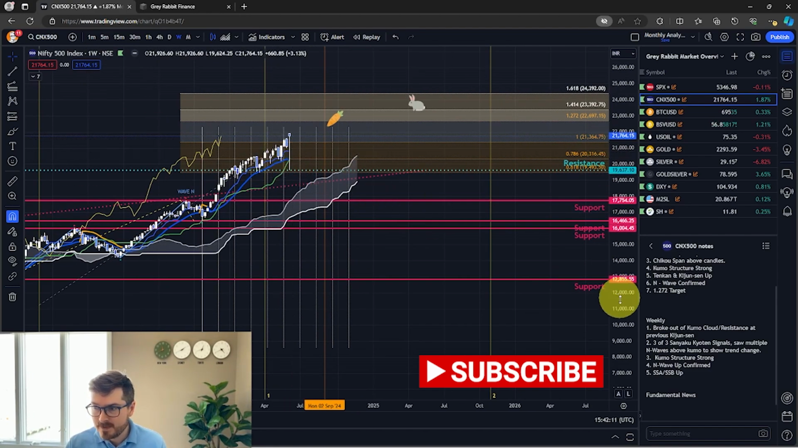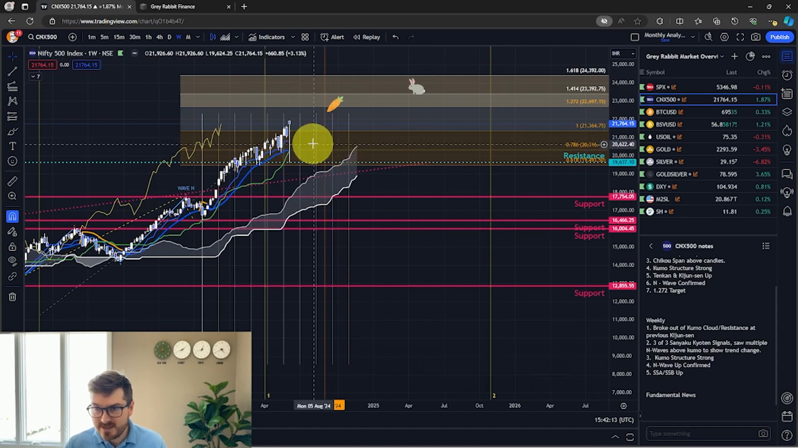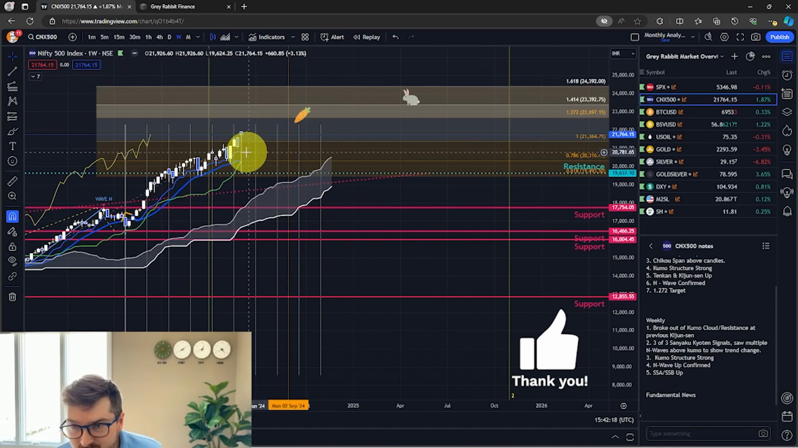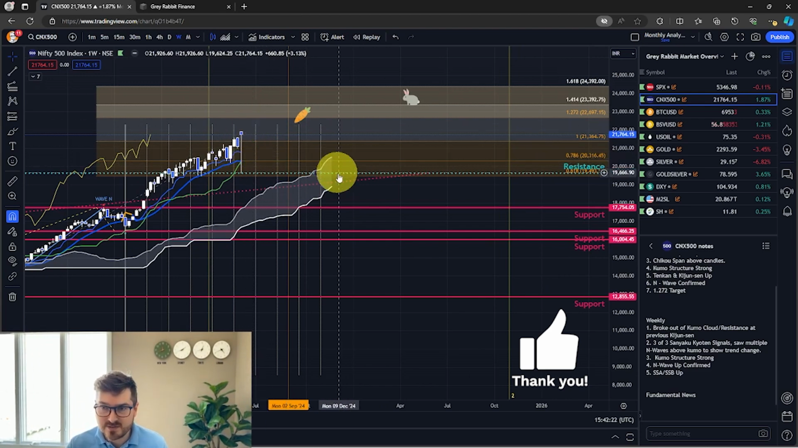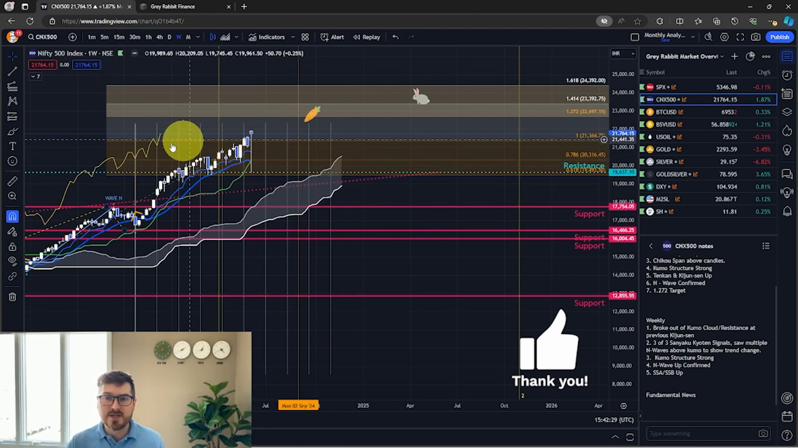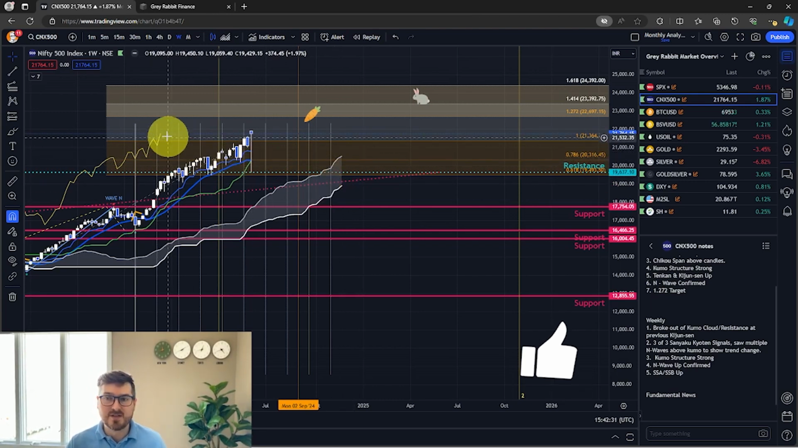So let's see, we've got the price above the Tenkan-sen. However, the Tenkan-sen right now is pointing down. So we're going to need price to push higher to change that. But we've got the Kijun-sen pointing up. We've got the Senkou span A and B pointing up, and we've got Chikou span pointing up above the candles.